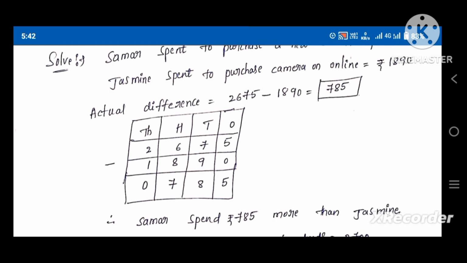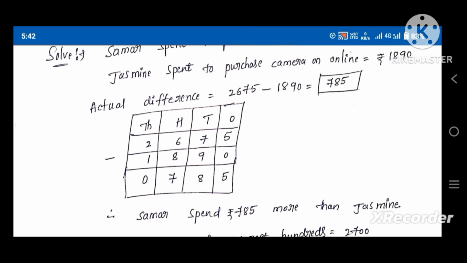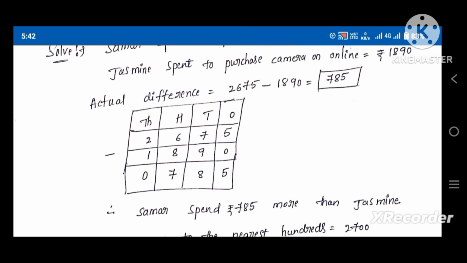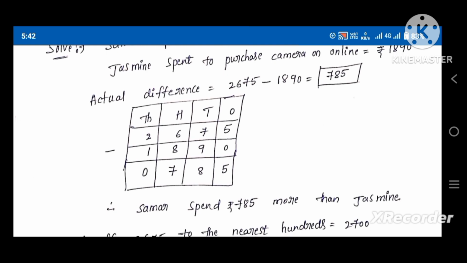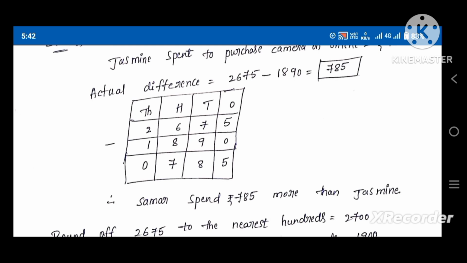Actual difference is equal to 2675 minus 1890 is equal to 785. Therefore, Summer spent rupees 785 more than Jasmine.